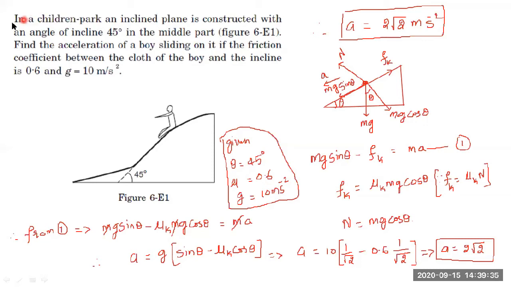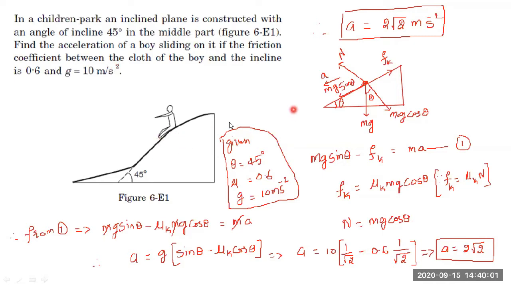Problem: given that in a children's park, an inclined plane is constructed with an angle of incline 45 degrees in the middle part, as shown in the figure. Here the figure was given, students. Find the acceleration of the boy sliding on it if the friction coefficient between the cloth of the boy and the incline is 0.6 and g is given as 10 meter per second square.